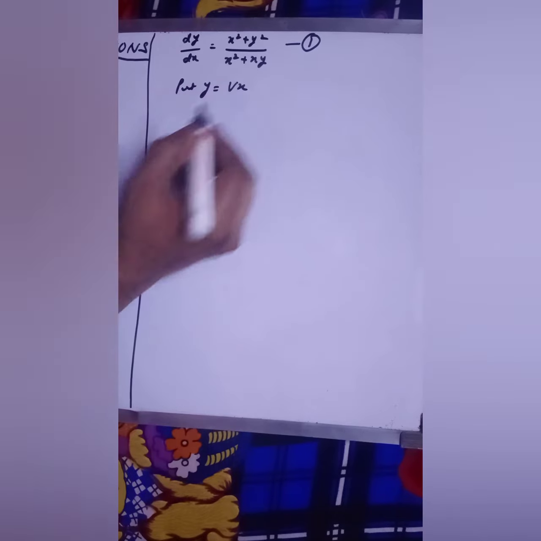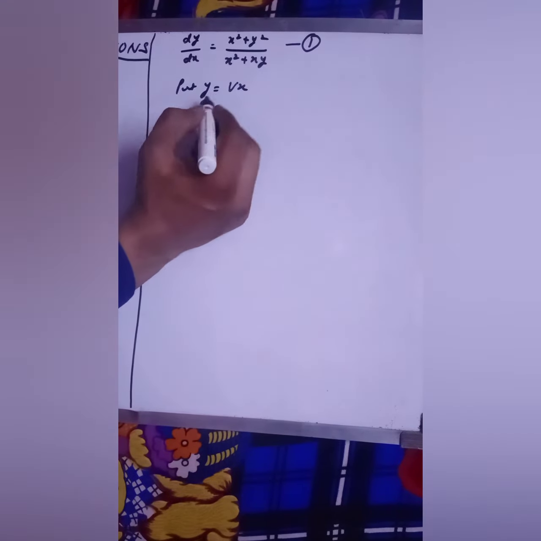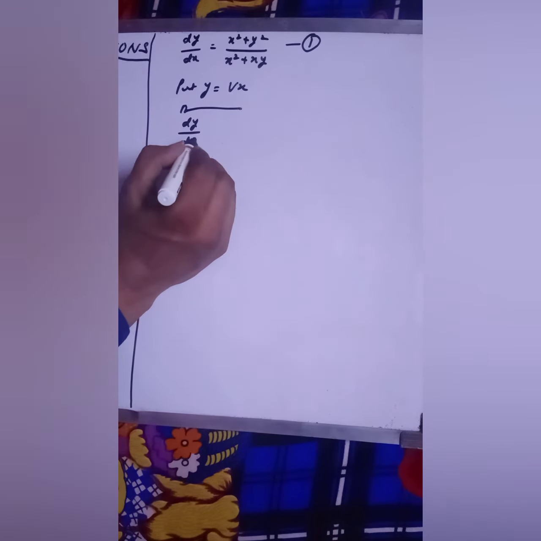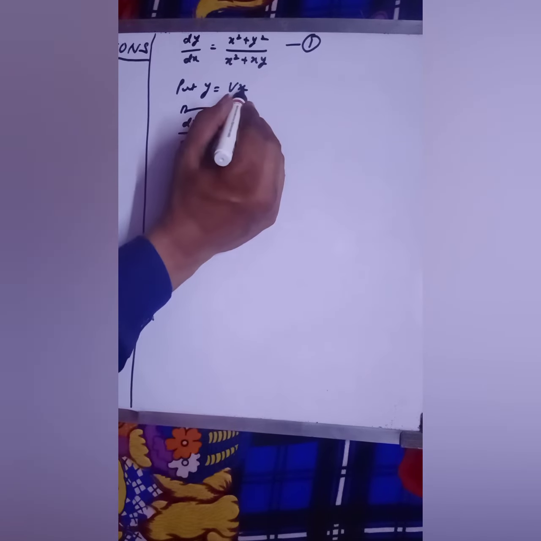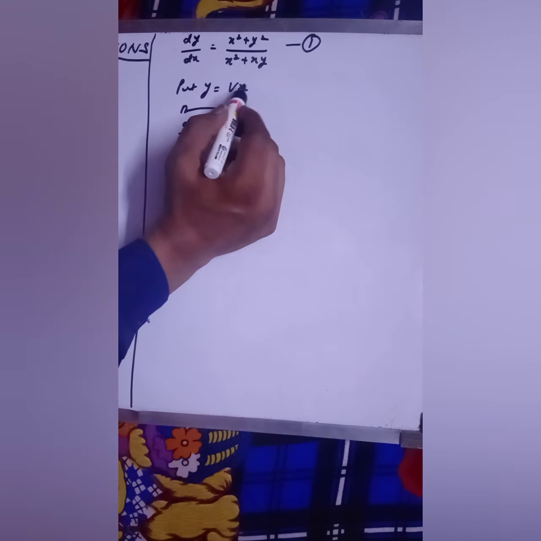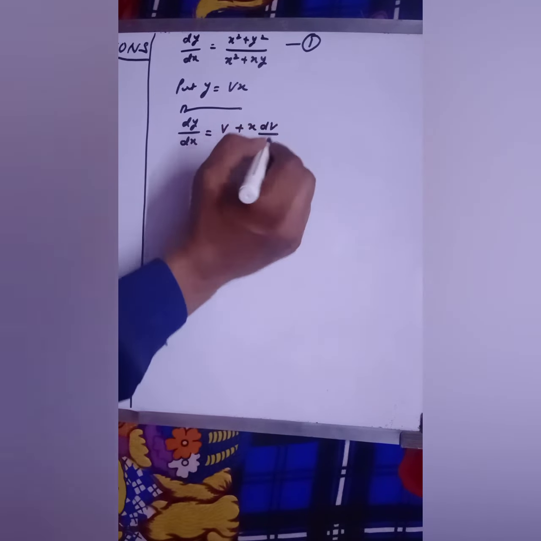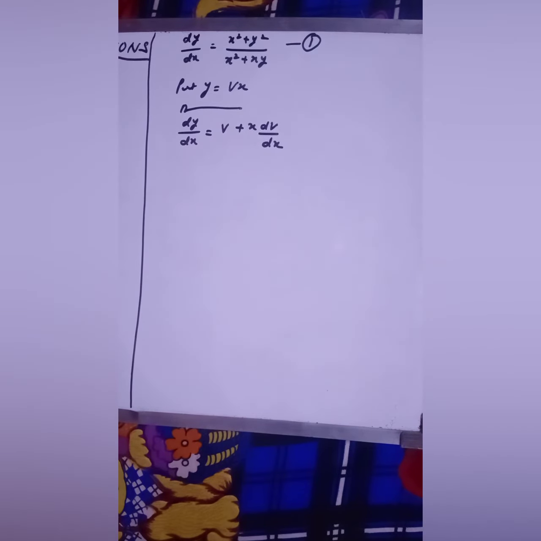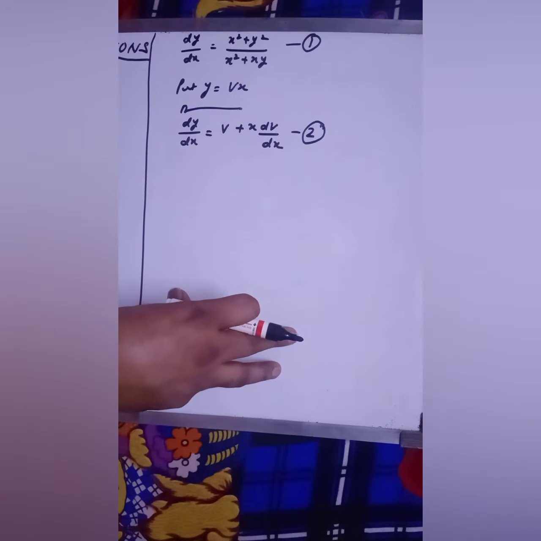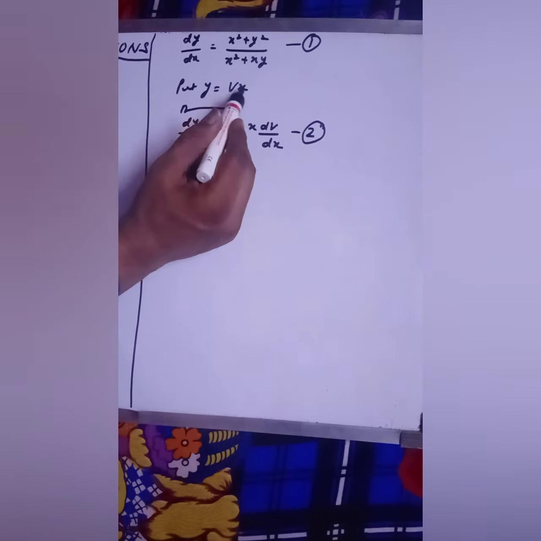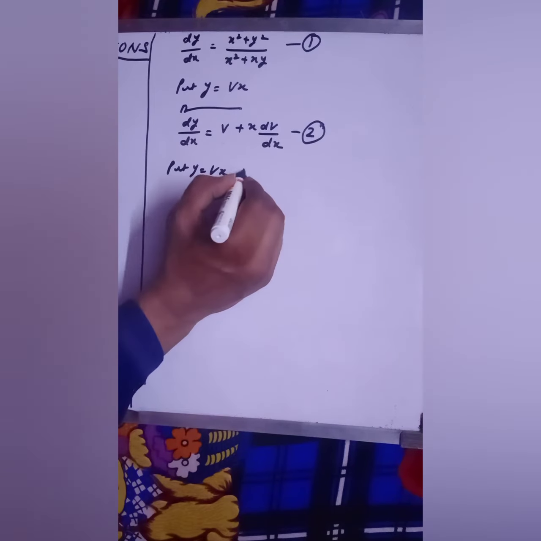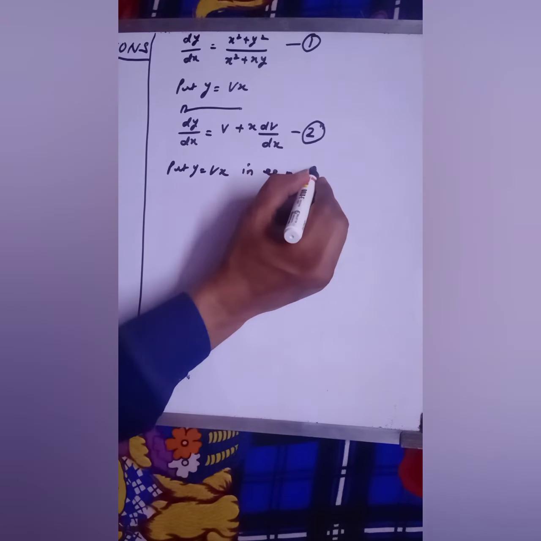Now I put y equals to vx. We are differentiating both sides with respect to x here. So you will get dy by dx here, and here your v will remain the same, derivative of x would be 1, plus x will remain the same and derivative of v will be dv by dx. So this is your equation number 2, and we have to put y equals to vx in equation number 1.